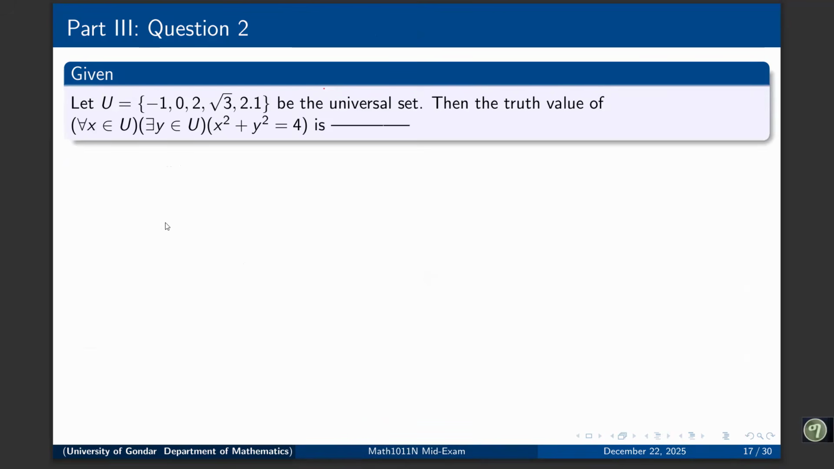The next one is: let U be the set containing minus 1, 0, 2 radical 3, and 2.1, be the universal set. Then the truth value for every x an element of U, there are some y's an element of U satisfying the condition of x squared plus y squared is equal to 4 is blank. We have this universal set, so depending on this universal set, for every x an element of this universal set, there are some y's within the same universal set U satisfying this condition, that is the equation of a circle with radius 2.